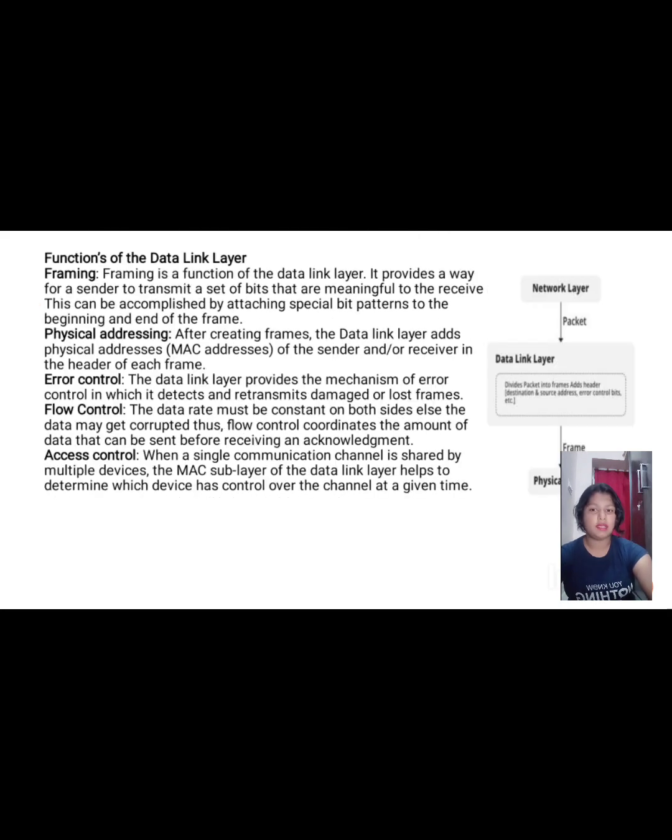Functions of the data link layer: first one, framing, physical addressing, error control, flow control, access control. These are the functions of the data link layer. Between the network layer and the data link layer, the unit of communication is the packet, and between the data link layer and the physical layer we have frames.